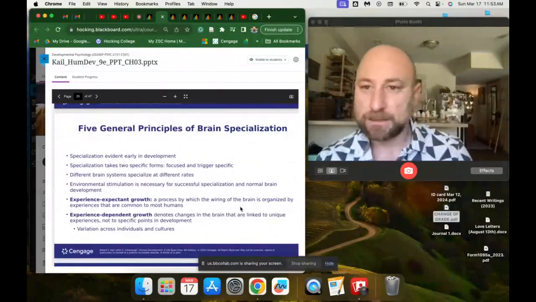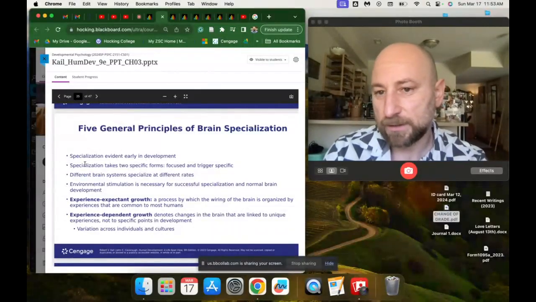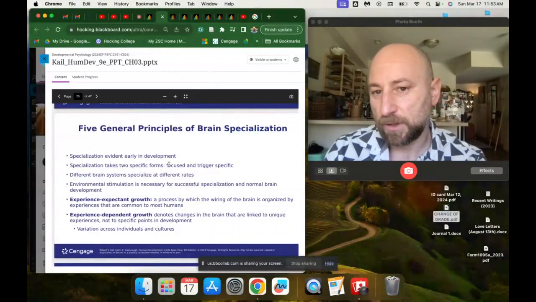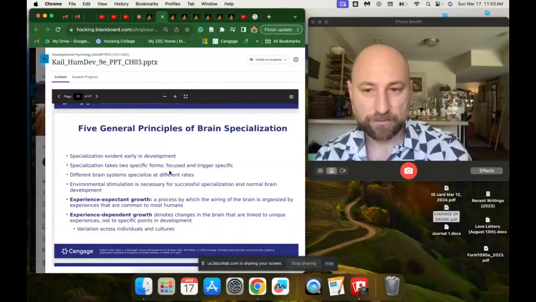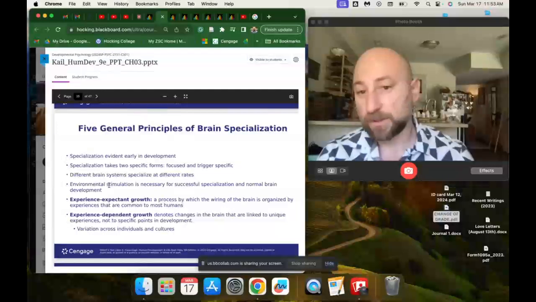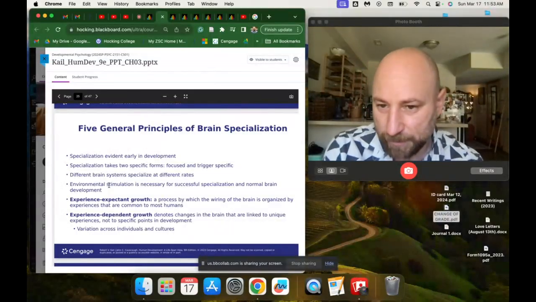5 general principles of brain specialization. Specialization is evident early in development. Specialization takes 2 forms, focused and trigger specific. Different brain systems specialize at different rates. Environmental stimulation is necessary for successful specialization in normal brain development.